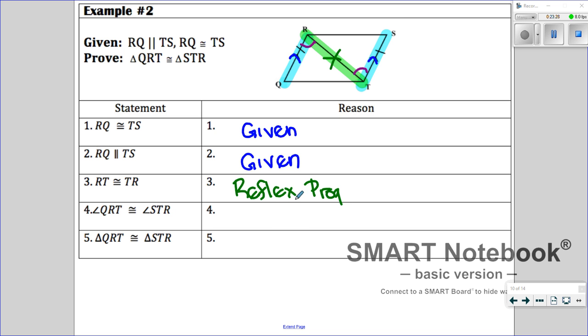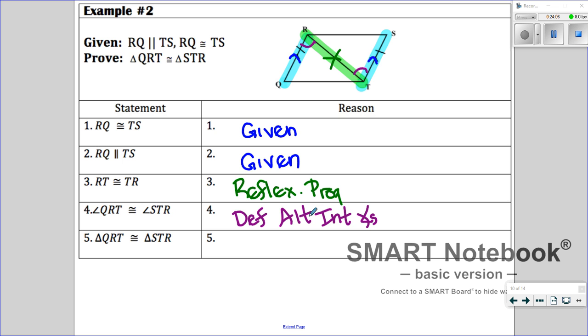And the reason for that, again, if you remember back to our special angle pairs, when you have two parallel lines and you have a transversal, so QR and ST are parallel lines and RT would be the transversal. When you have that, you have two angles that are on opposite sides of the transversal and they're inside the parallel lines. So it's the definition of alternate interior angles.